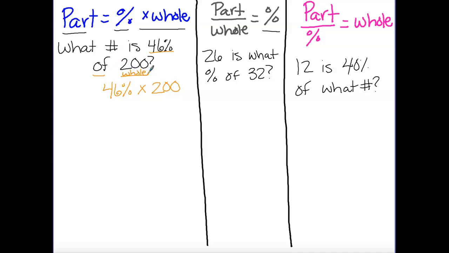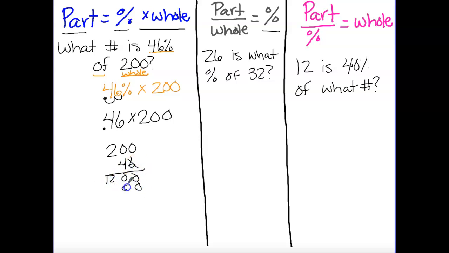Now to solve this, I need to change my percent into a decimal, and I do that by moving it 2 places. So I get 0.46 times 200. I do this out. 2 times 6 is 12. Cancel it out. 4 times 0 is 0, and 4 times 2 is 8. I add them together and I get 9200.